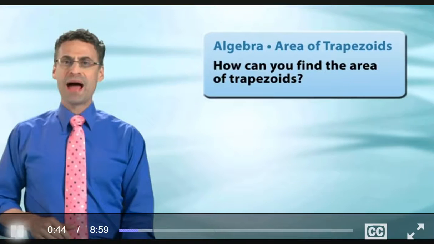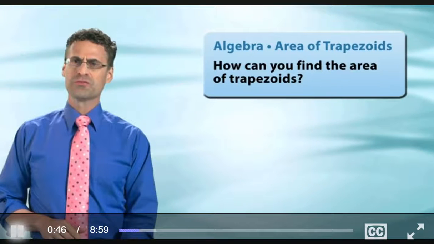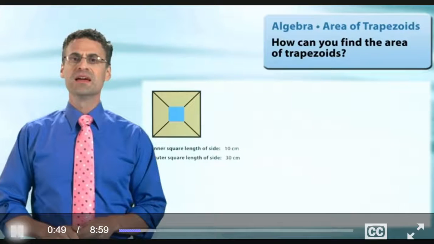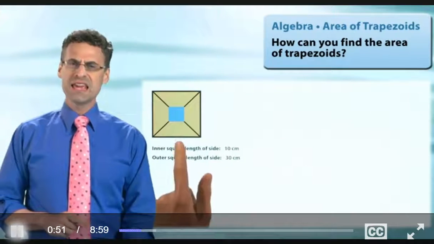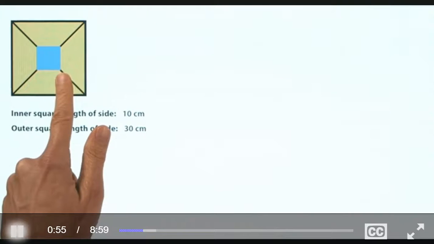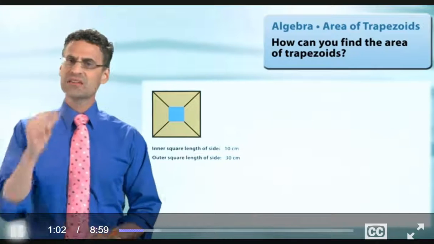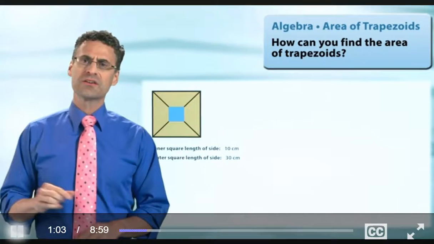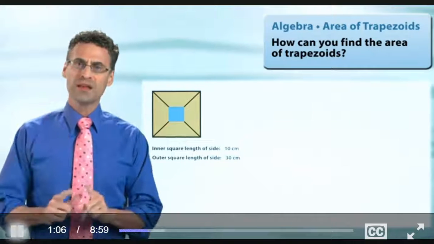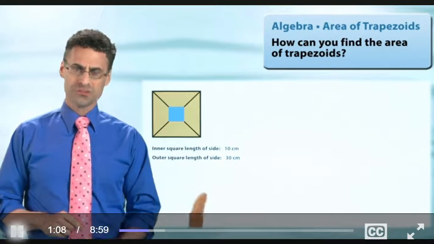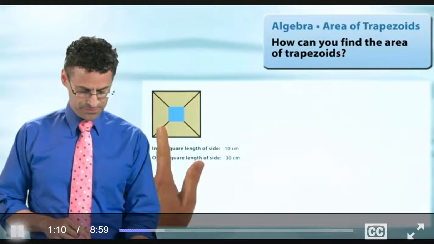A pattern used for tile floors is shown right here, kind of an interesting pattern. Now, a side of the inner square right here measures 10 centimeters, and a side of the outer square measures 30 centimeters. Here's the challenge. Can we figure out the area of just one of the yellow trapezoid tiles?